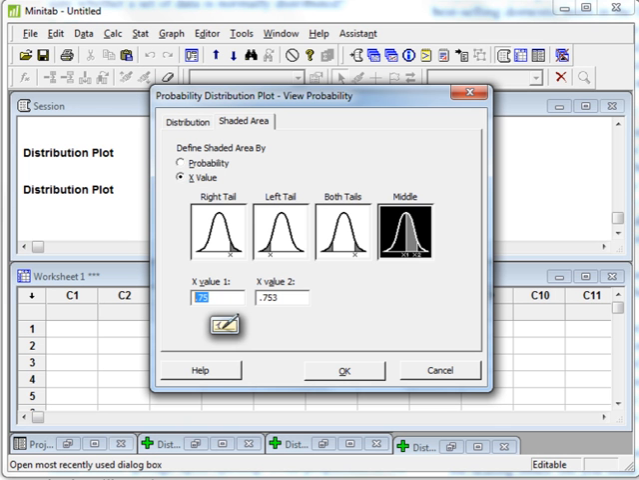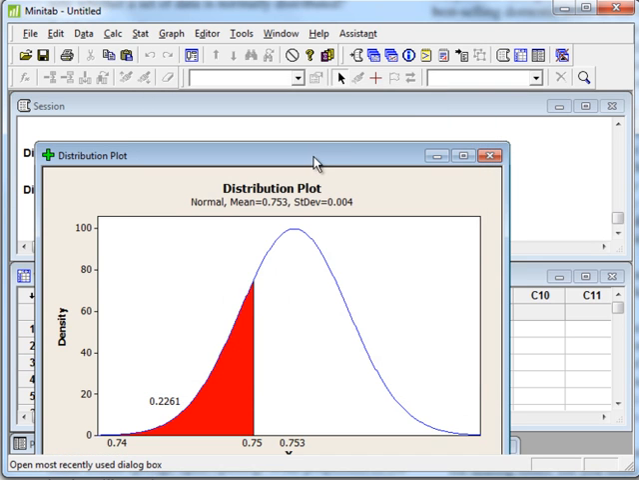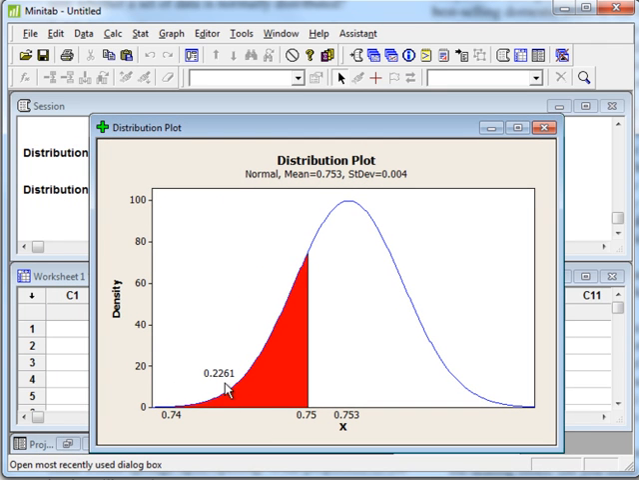Go back to Minitab. Lower value is 0.74. The upper value is the target, 0.75. And so what's the probability that we choose a ball bearing at random and it's got a diameter within that range? That's what we're trying to find. And we get 0.2261 as the probability. And you see that it's shaded between the lower spec limit and the target value.